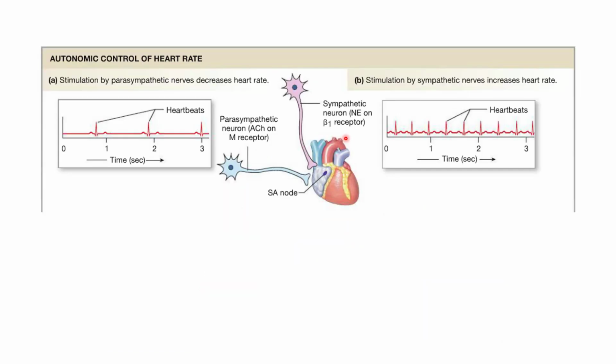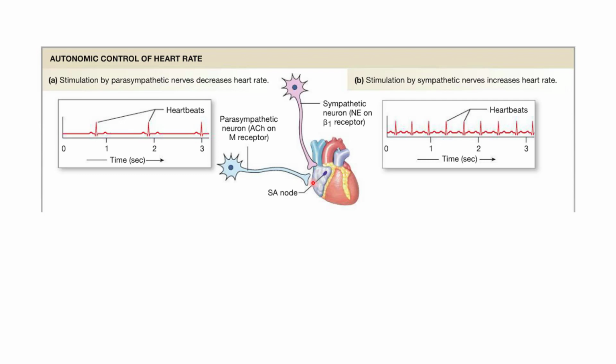So how do we control this heart and this rate? Well, the heart is under autonomic control, so we can stimulate it by both parasympathetic and sympathetic neurons. If we talk about just the autorhythmic cells, the SA node, if a parasympathetic neuron releases acetylcholine on a muscarinic receptor in the SA node, it's going to slow down the heart rate.